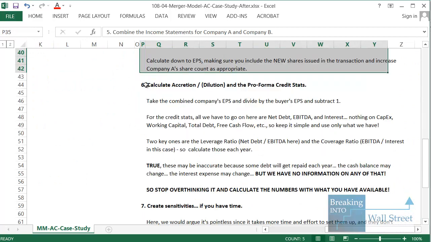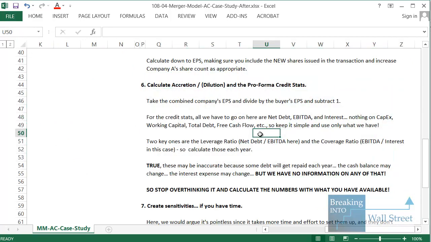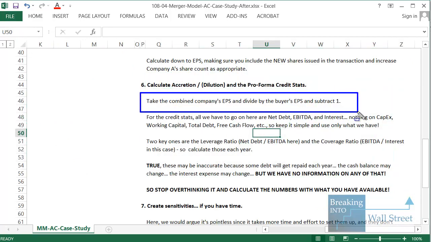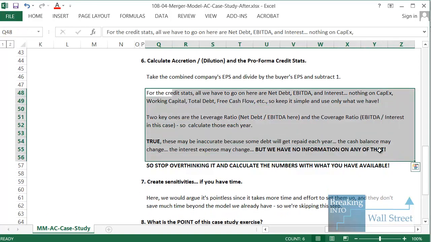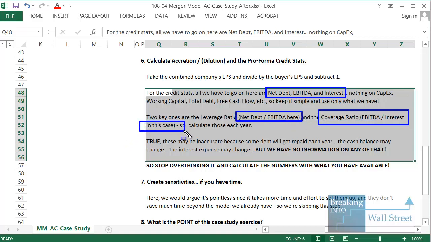And then let's go to step number 6, calculating accretion, dilution, and the pro forma credit stats. Accretion dilution, pretty simple. We just take the combined company's earnings per share, divide it by the buyer's earnings per share, and subtract 1. For the credit stats, all we have here really is net debt, EBITDA, and interest. So there's nothing on CapEx, working capital, total debt, free cash flow, nothing like that. So all we can really say is net debt over EBITDA, and then the coverage ratio, EBITDA over the interest expense in this case.